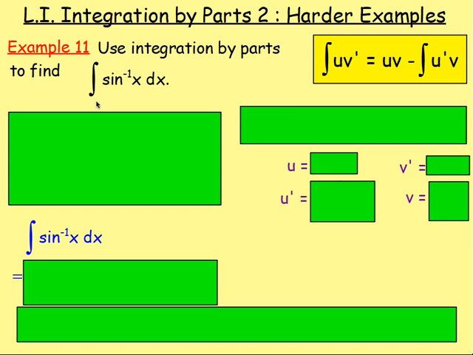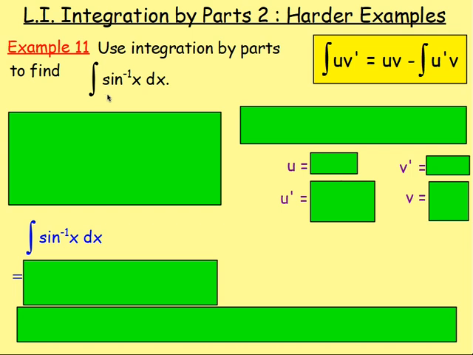So we're kicking off with example 11. Use integration by parts to find the integral of sine to the minus 1 of x dx. The first thing we notice is that integration by parts is used when there's a product, but we don't have a product here. We've just got sine to the minus 1 of x. We need something times something, but we don't have that. So we need to first of all have our product.